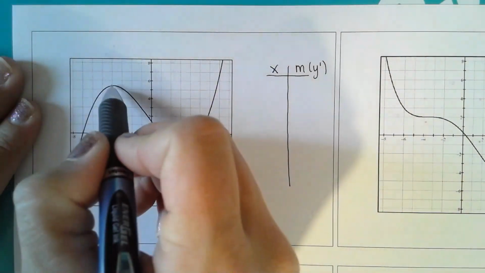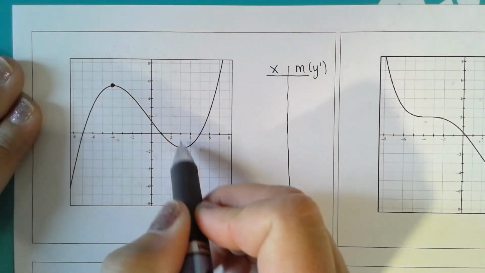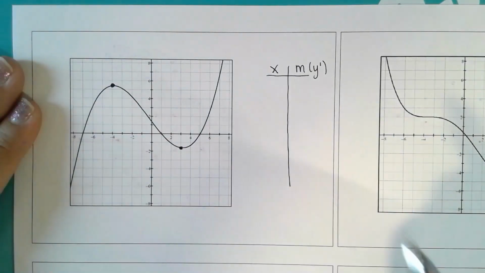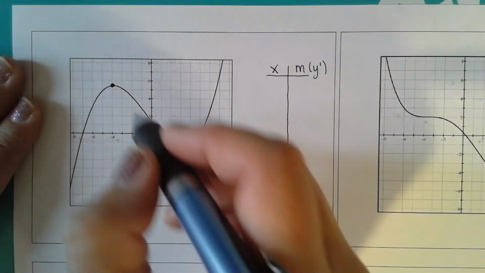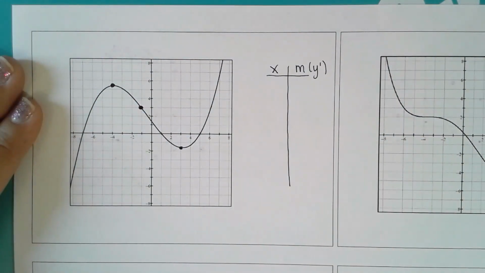You know what? I like this point at -4. Something interesting is happening in the graph. I like something around 3-ish, 3 or 4, 3.5, estimate it. I kind of like this point, -1, 3, because it's a nice point. The graph looks like it goes through that point.